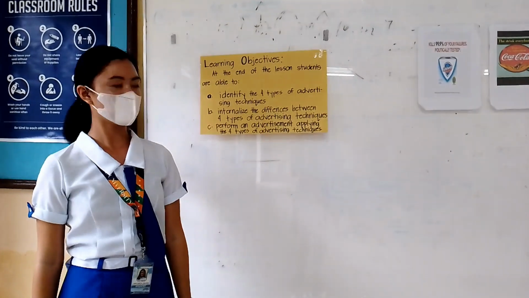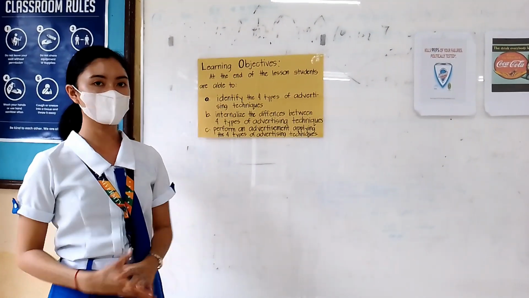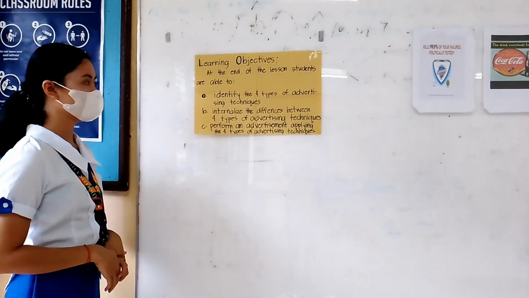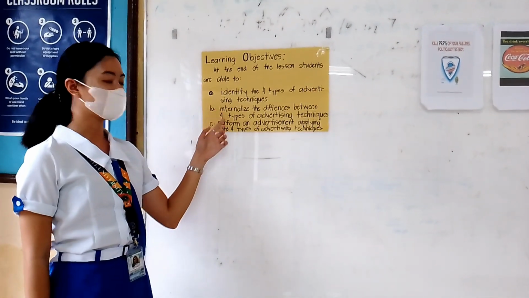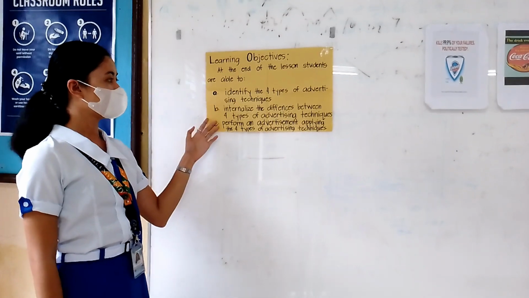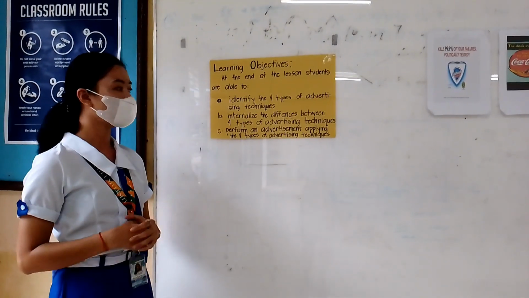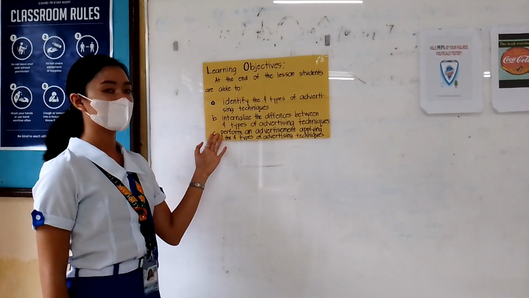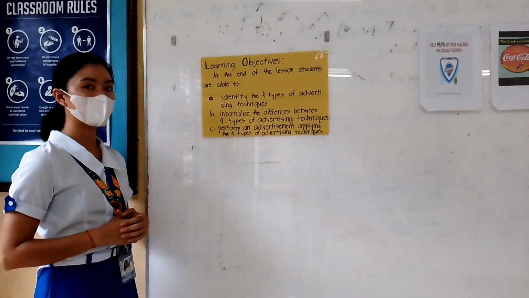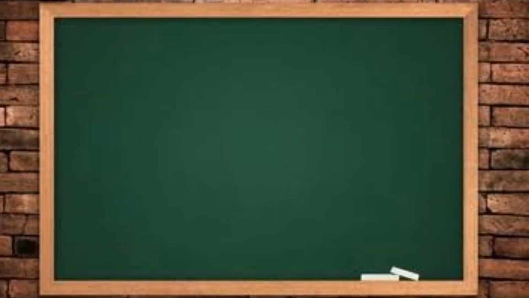The topic for today is about the four types of advertising techniques. So at the end of the lesson, students are able to first identify the four types of advertising techniques, then internalize the difference between the four types of advertising techniques, and lastly, perform an advertisement applying the four types of advertising techniques.